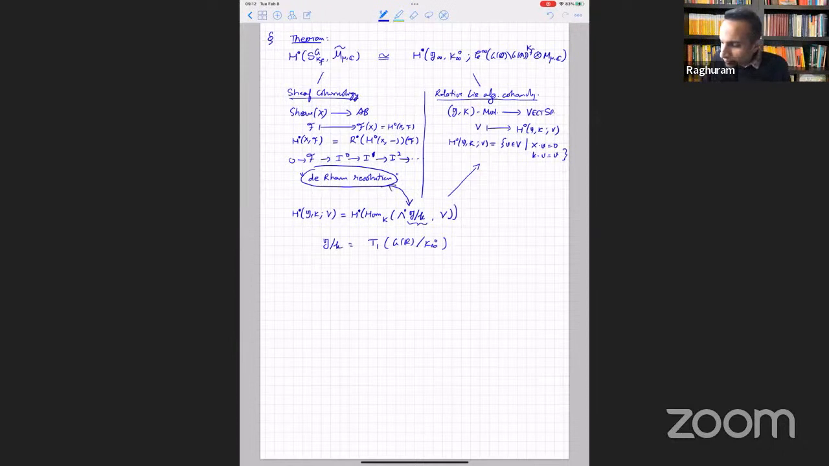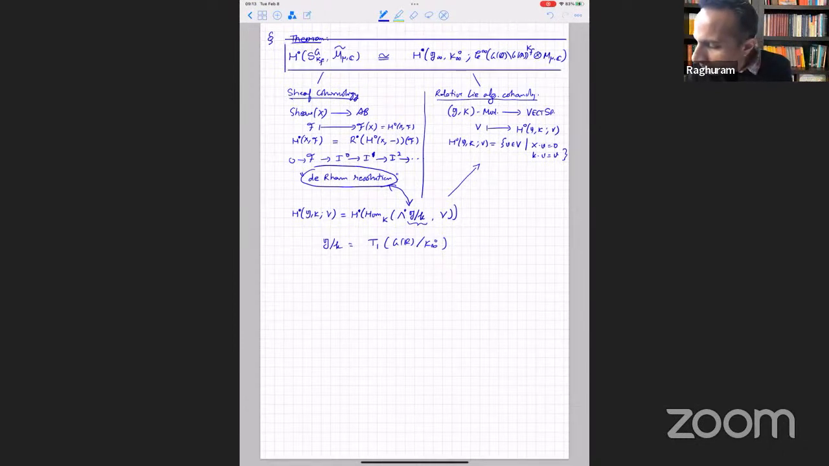Okay. And then if you sort of meditate a little more about this, then you see that both sides of this isomorphism are actually computed as the cohomology of literally the same complex. It takes a little bit of reflection to realize that, but now you take that as a given.